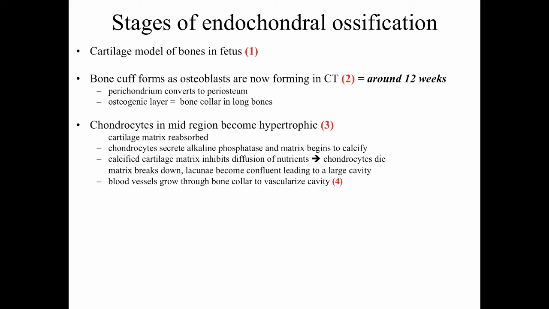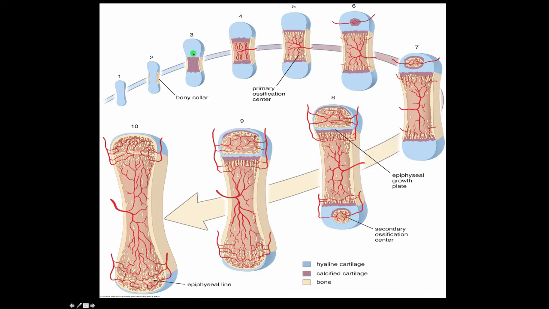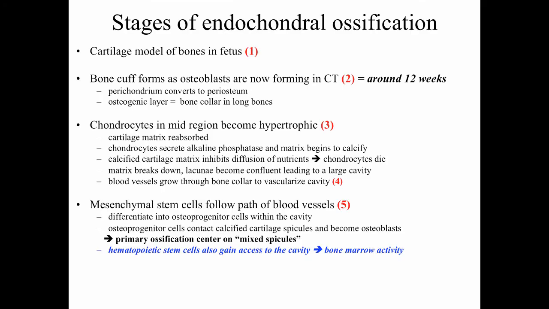That's going to lead to a larger cavity, and blood vessels are going to grow through the bone collar to vascularize this cavity. So that's shown here as the cavity is getting bigger in image 3, and the blood vessels coming in to vascularize it in image 4. As you might imagine, mesenchymal stem cells follow the path of blood vessels, and so they're going to differentiate into osteoprogenitor cells within that cavity. Those osteoprogenitor cells are going to contact the calcified cartilage spicules, and they're going to differentiate into osteoblasts, and that's going to be defined as the primary ossification center on these mixed spicules.